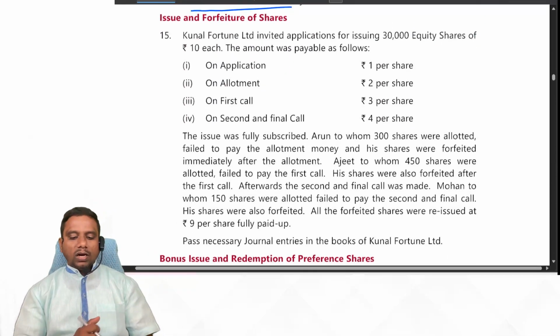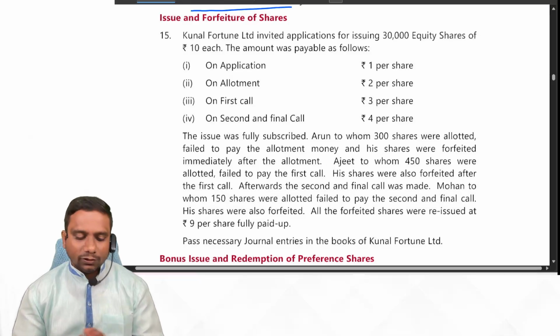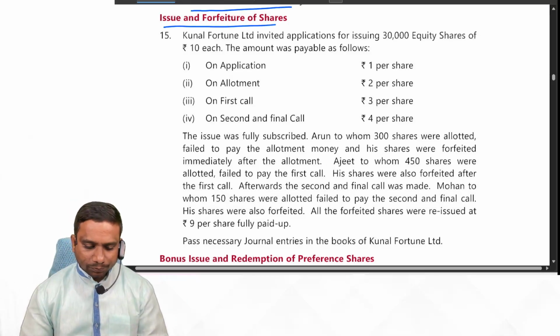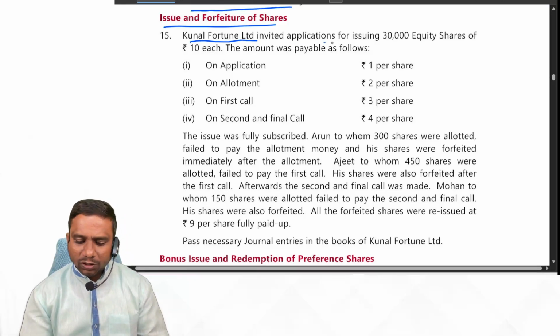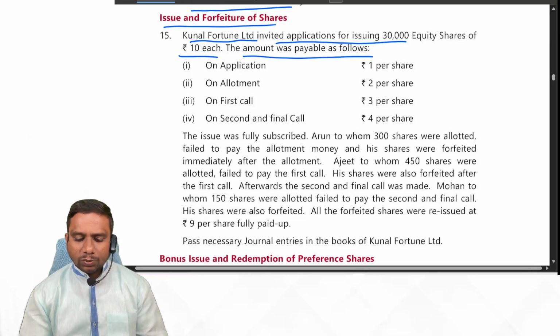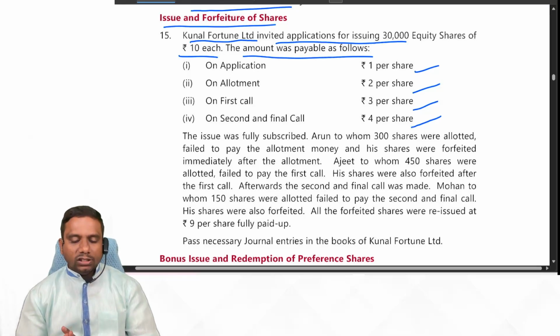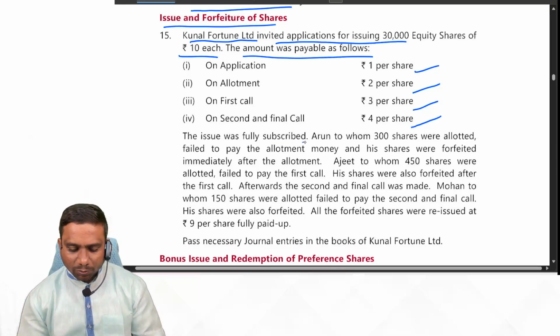Next, issue and forfeiture of shares. Company accounts. We entered into the company accounts. Issue, forfeiture, and shares. Look at the first problem. Kunal Fortune Limited invited applications for issuing 30,000 equity shares of rupees 10 each. The amount was payable as follows: application 1, allotment 2, first call 3, second and final call 4. Here there is no premium. Fine. The issue was fully subscribed.